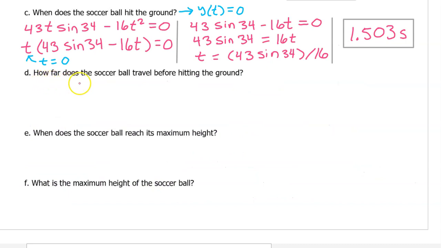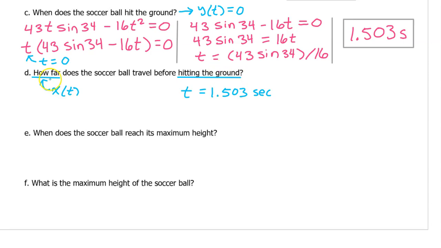Part D. How far does the soccer ball travel before hitting the ground? The question how far tells us that we need to evaluate the horizontal position function x of t. The fact that the ball is hitting the ground tells us that we need to use the time when the ball hits the ground. That's what we just found in part C. The ball hits the ground at 1.503 seconds. So we need to evaluate x of t when t is 1.503.